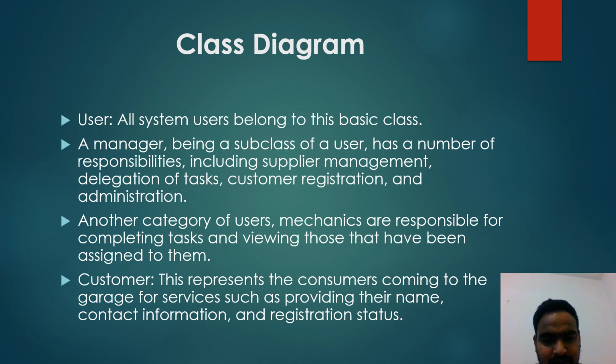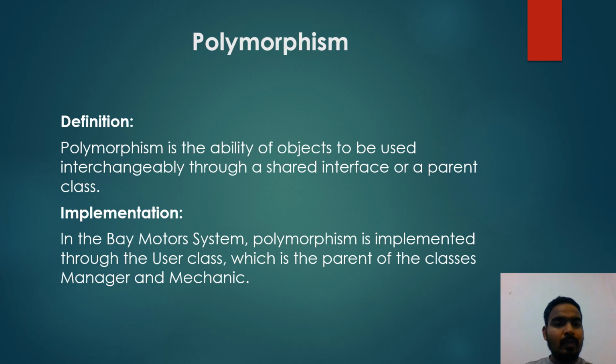Customers represent the consumers coming to the garage for service, providing their name, contact information, and registration status. And polymorphism: the definition of polymorphism is the ability of objects to be used interchangeably through a shared interface or a parent class. In the implementation in the Bimotor system, polymorphism is implemented through the user class, which is the parent of the classes manager and mechanic.